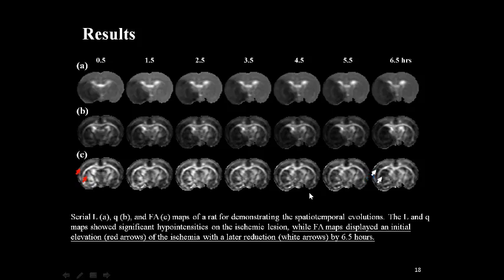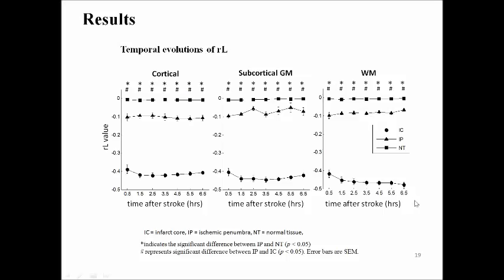Results. Figures A and B illustrate the L and Q maps, demonstrating a consistent hypo-intensity change in the ischemic areas over all time points. The FA maps exhibit an initial elevation of FA value at half an hour in the ischemic region and a later reduction at 6.5 hours. This is the temporal evolution of RL values in tissue subtypes.